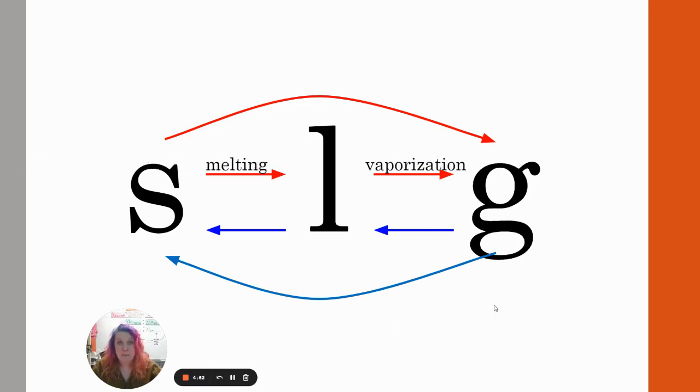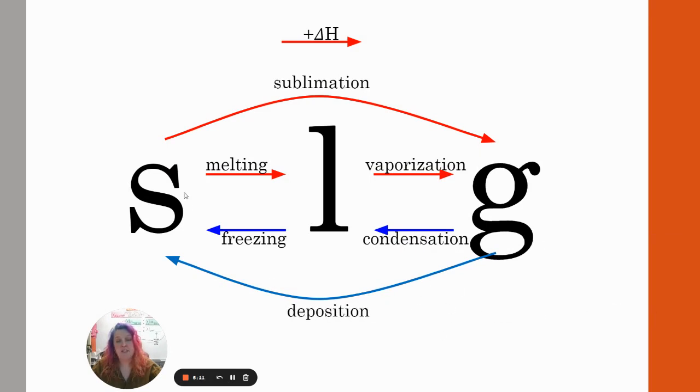Liquid to gas is vaporization. And then solid to gas is called sublimation. A good example of that would be like dry ice. Going from gas to liquid, we have condensation. Liquid to solid, we have freezing. And then gas to solid, we have deposition.